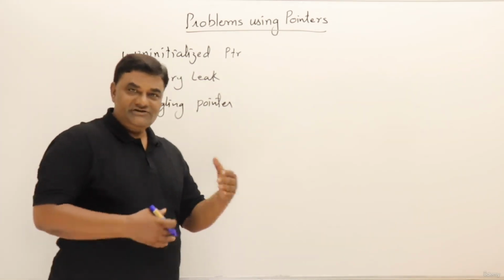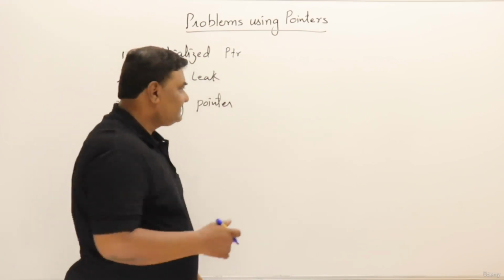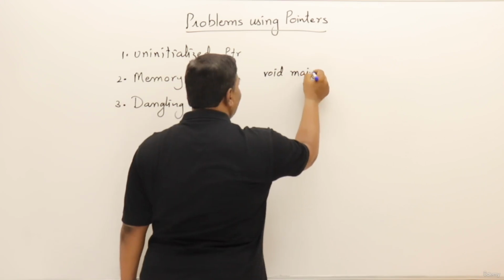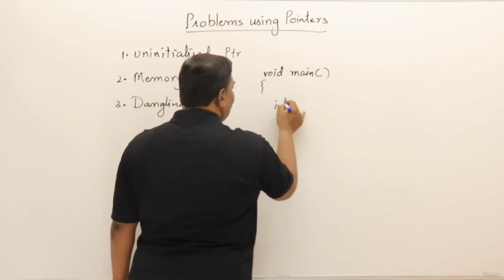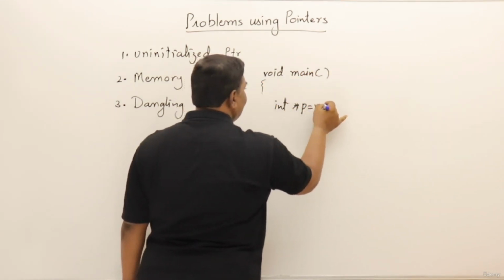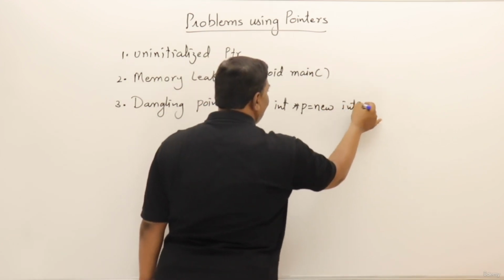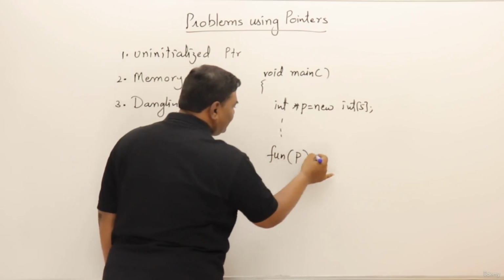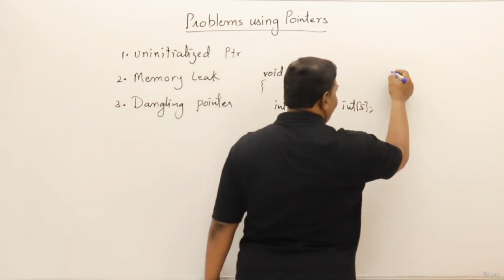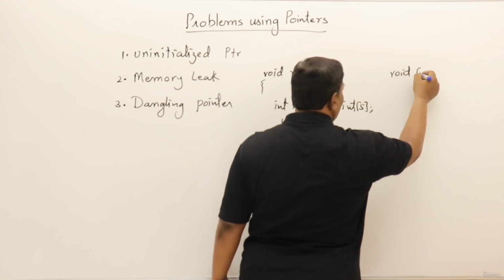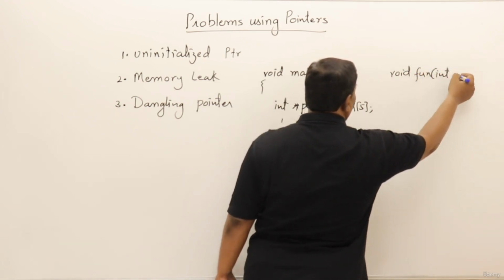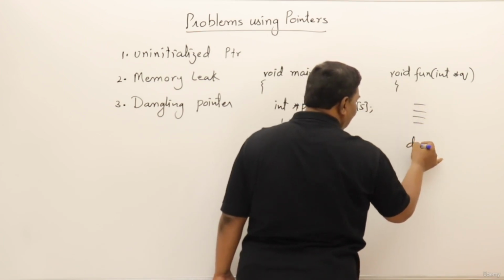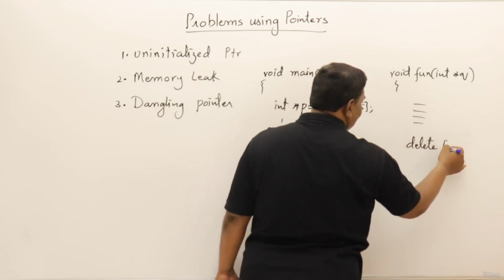Now let us move to the third problem, that is the dangling pointer. I will show you one situation where this type of problem may arise. I have a main function, void main, and inside this I have a pointer, and to this I have allocated heap memory, new integer of size 5. Then I have called one function and sent the pointer p to it. This is function fun, a void function taking a pointer as a parameter. This function uses the memory, and after that it says delete q.